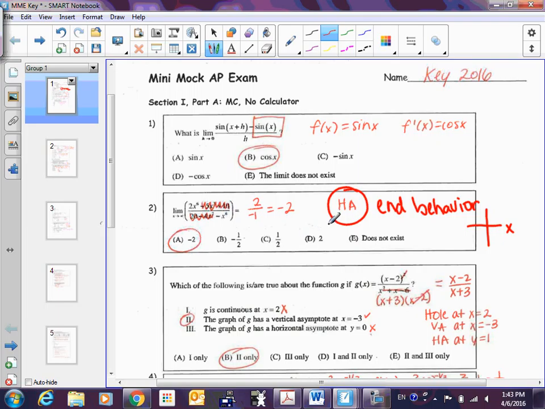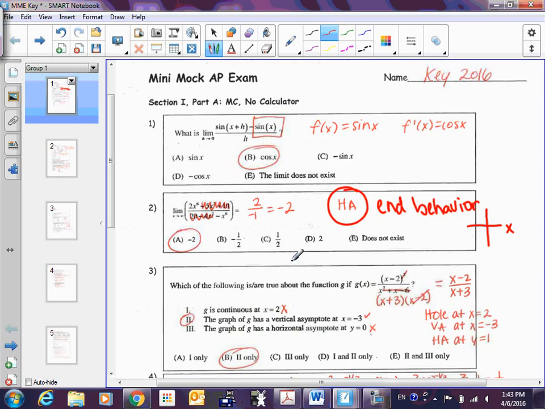If you remember about your horizontal asymptotes, we had that nice little rhyme. Which part of the rhyme does this follow? Yeah, degrees. The degree is the highest exponent. That's why I've crossed off the other stuff. Degrees are the same. Play the coefficient game. So 2 divided by -1, that's -2.